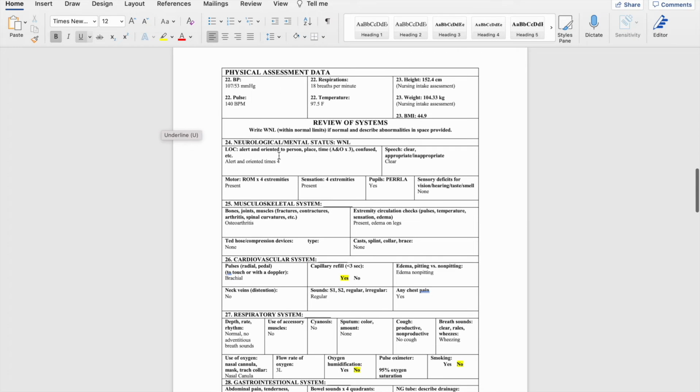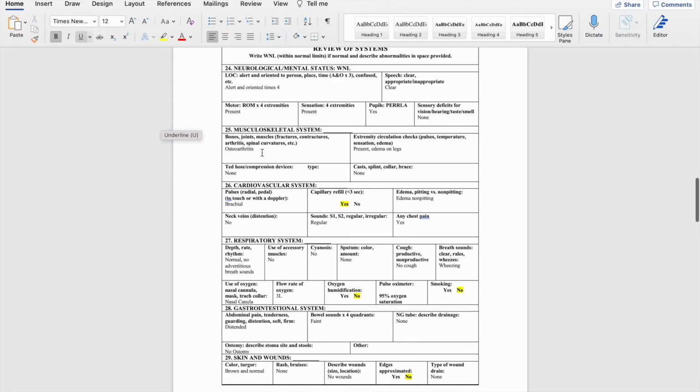The patient was alert and oriented. Her speech was clear, and her range of motion was present. That stuff we weren't too worried about, but we were visibly able to see that she was able to move. She was able to communicate with us. Her musculoskeletal, again, we asked her, she has a history of osteoarthritis.